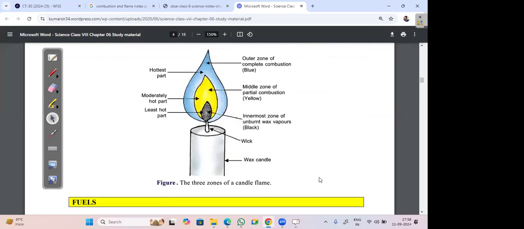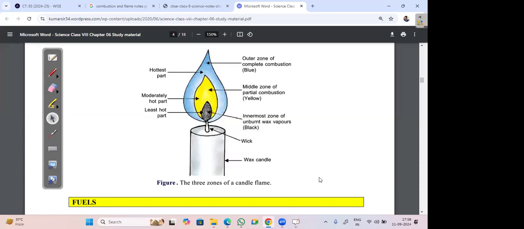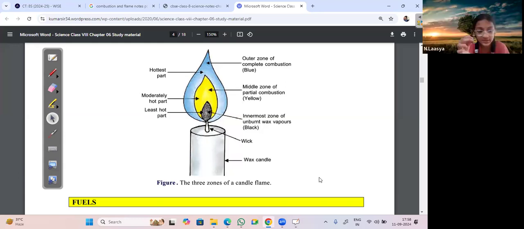Okay. I just want all of you to take a screenshot of it so that you can make a diagram of it. Sir, the inner zone is also the coolest zone, right, sir? Yeah, it's the coolest zone. So we should draw this diagram. Yeah, just don't draw it right now. You can take a screenshot and draw it later. Done, sir.